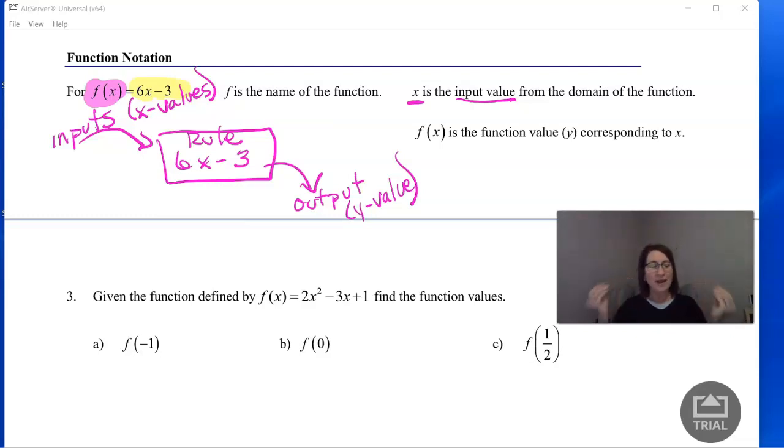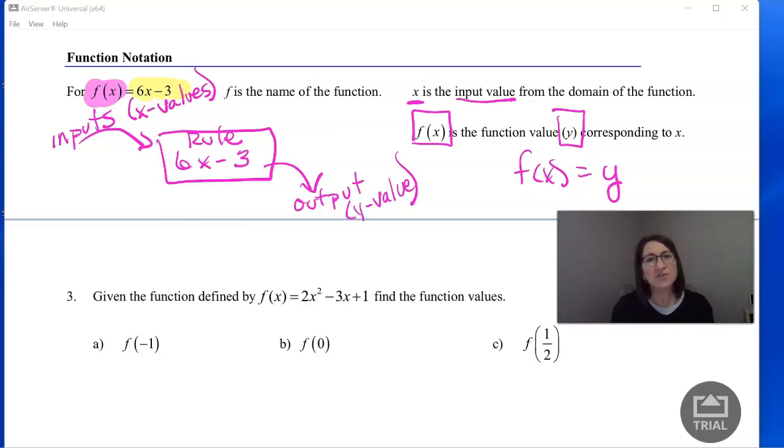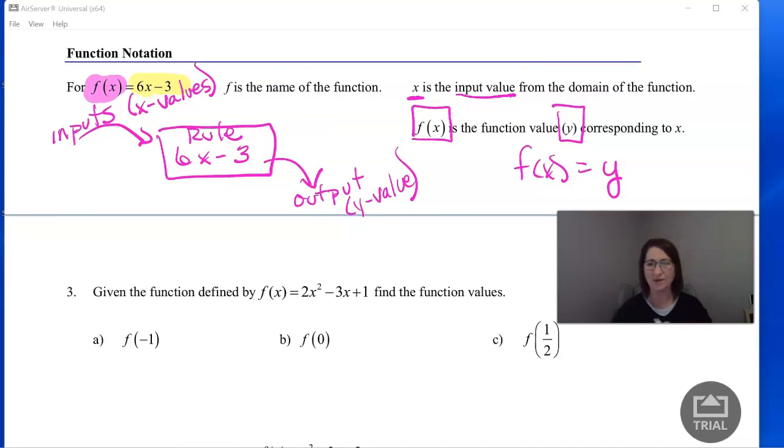So one way of thinking of this f of x is that it is the same thing as y. So f of x is exactly the same thing as y. The nice thing about this is we're going to be able to apply algebra when we're working with these functions because it's just like a y value.